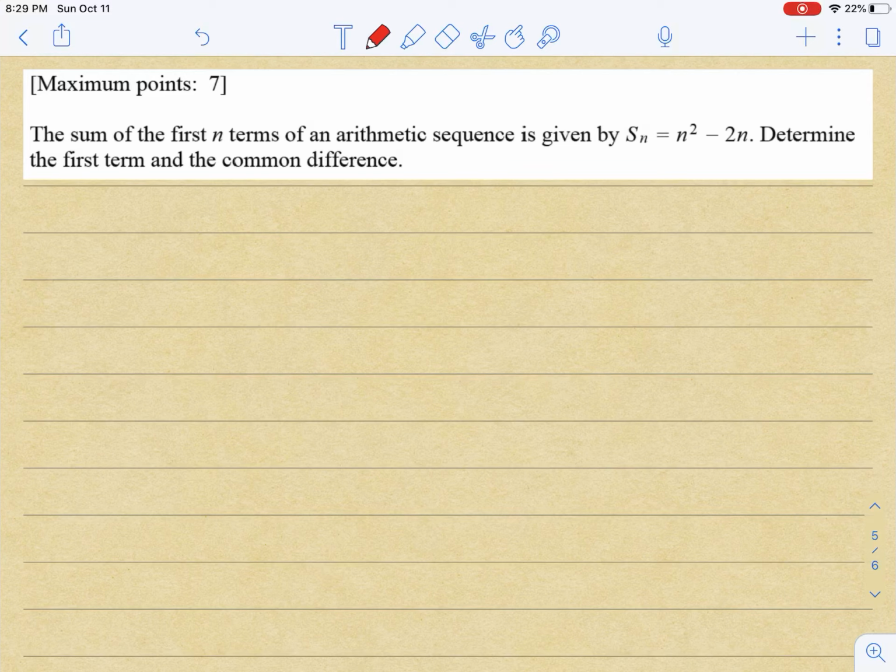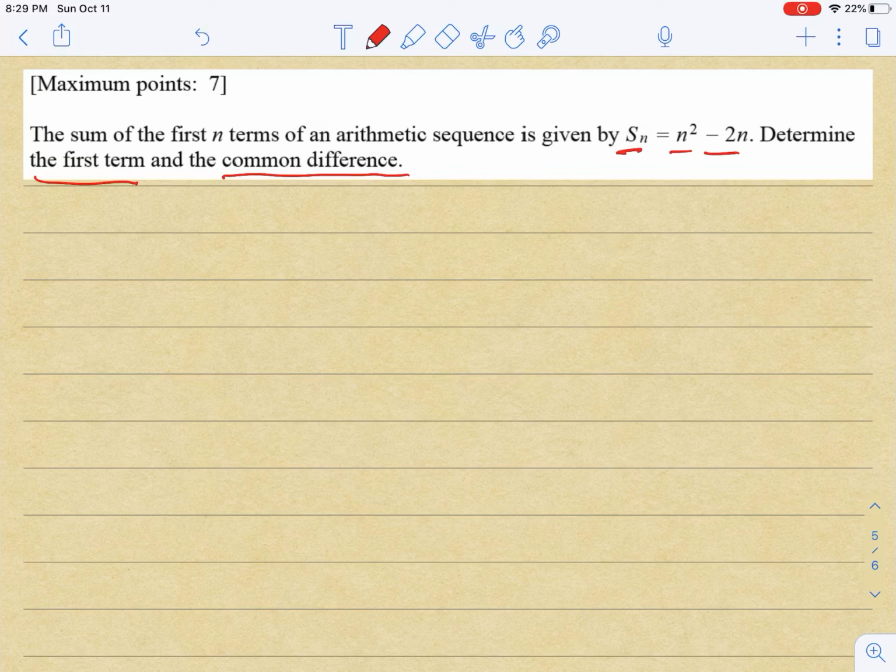Okay, so the sum of the first n terms of an arithmetic sequence is given by Sn equals n squared minus 2n. Determine the first term and the common difference.